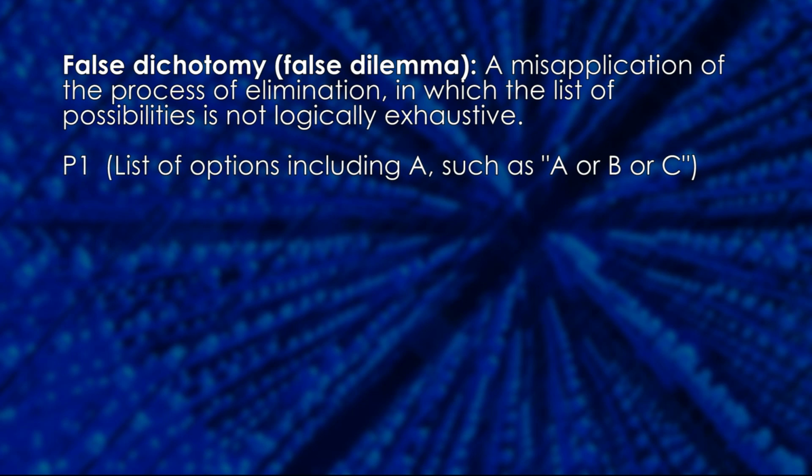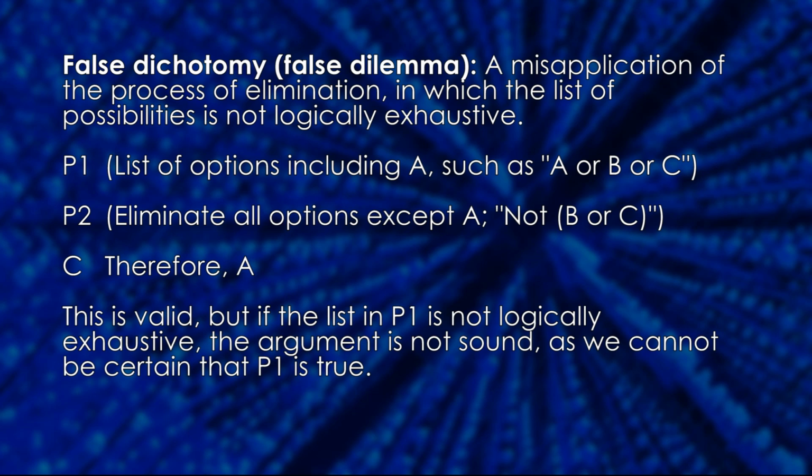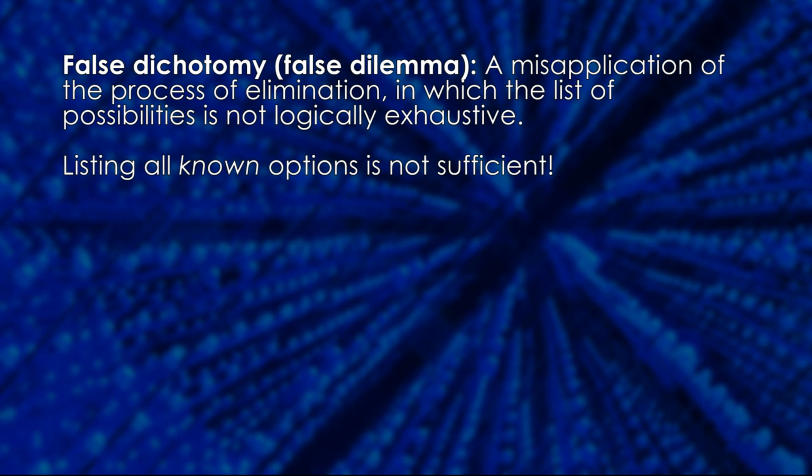Premise 1, a list of options including A, such as A or B or C. Premise 2, eliminate all options except A, not B or C. Conclusion, therefore A. This is perfectly valid, but to be sound, both premises must be true. In particular, the list in premise 1 must be exhaustive, or the premise must be rejected. It's not enough to list all known options. In order for the conclusion to follow, the list must include all logically possible options.